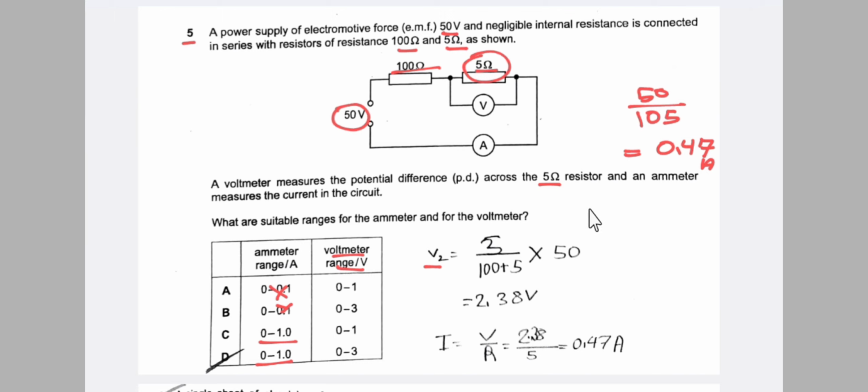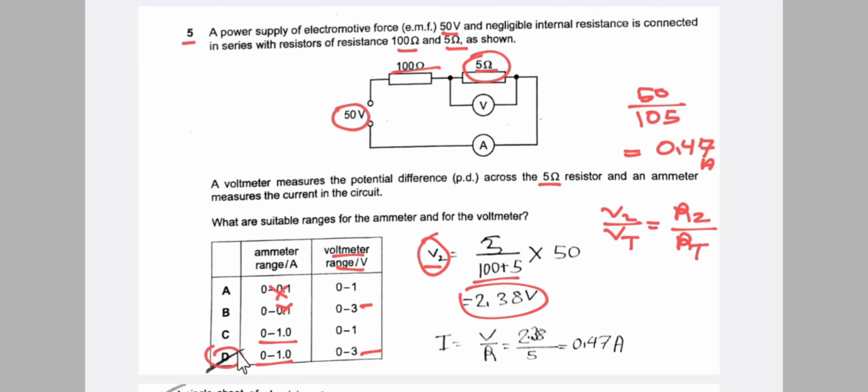R total. So we need to find the voltage. So what is the voltage? The resistance across this resistor divided by total resistance into total voltage. So we get the voltage, that is 2.38 volt. So 2.38 is in the range from 0 to 3. So the correct option is D.